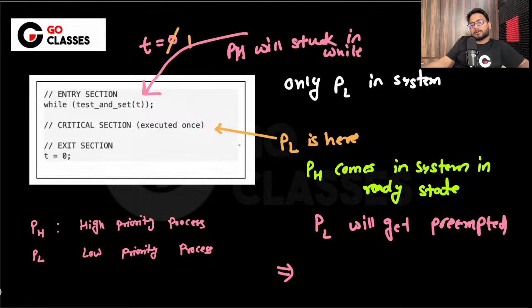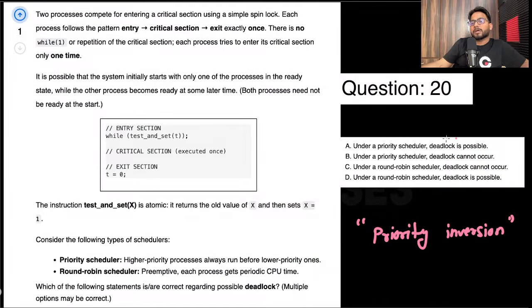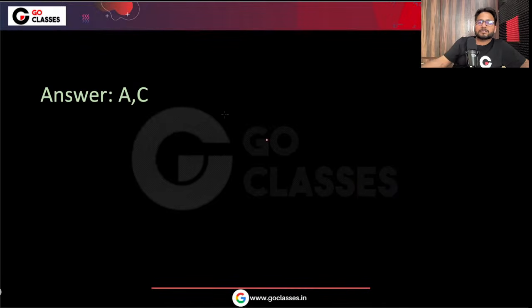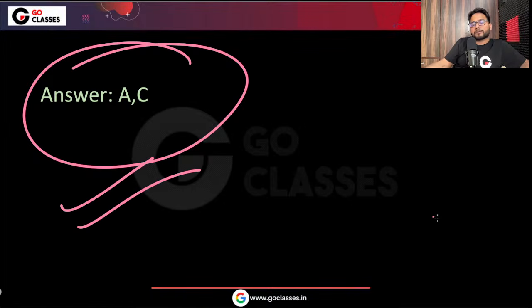See, the idea is simple: in round robin, PL will get some time and eventually get out of the critical section, and then PH will get its own quanta to enter into the critical section, right? So basically here you can mark the option where deadlock is possible under the priority scheduler, and deadlock cannot occur under round robin. So A and C are the answers. Answer A and C. I hope you understood.